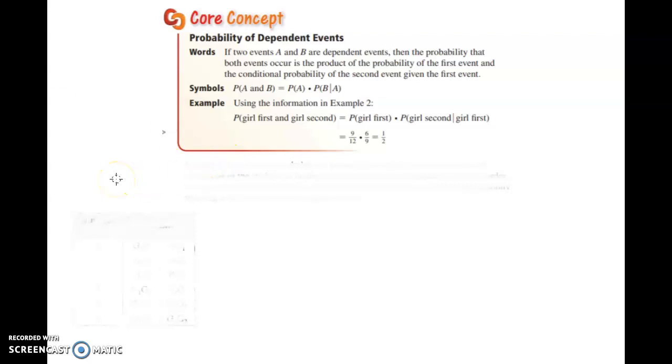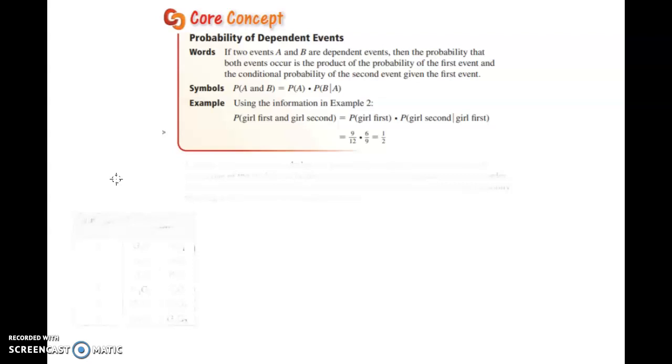Okay, so today we're going to talk about finding the probability of dependent events. So last time we talked about independent events, so things that have nothing to do with each other, like rolling a die and then spinning a spinner. Those things aren't dependent on each other. But dependent events are like picking a marble out and then leaving that marble and then picking a second one. Your second one is going to be dependent on the fact that you already removed one.